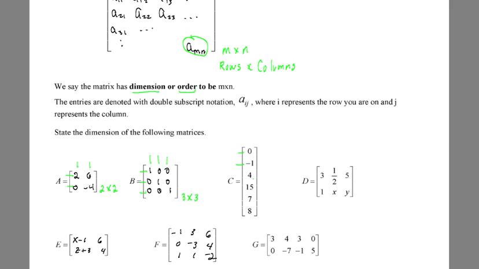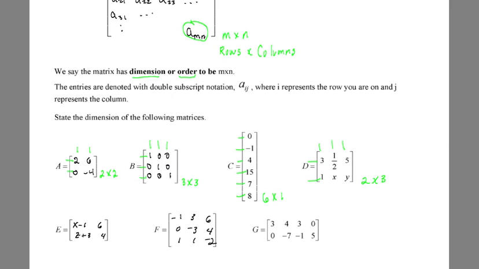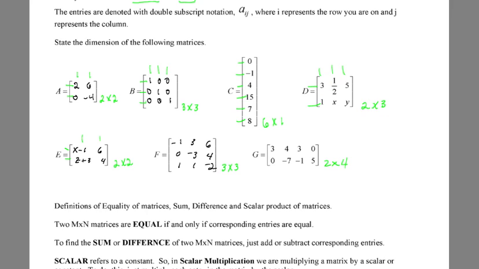Matrix C has 1, 2, 3, 4, 5, 6 rows by just 1 column, so it would be 6 by 1. D, 2 rows by 1, 2, 3 columns, 2 by 3. Matrix E, 2 rows, 2 columns, 2 by 2. F, 3 rows, 3 columns. And G, 2 rows by 1, 2, 3, 4 columns, so it would be a 2 by 4 matrix. So first thing is to determine the size of your matrix, the order. Then we'll look at some matrix operations.